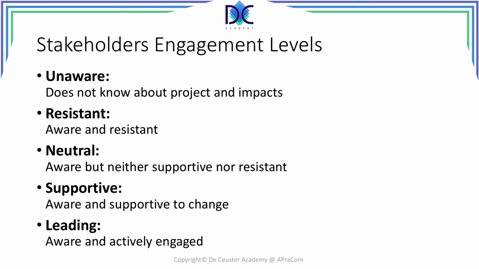Now you have to identify what is the engagement level of the stakeholders at this moment and what is the desired engagement level. It may be that you don't care about certain people, that you have to keep them neutral. Some people may be resistant and you want them to be neutral or supportive or even leading. So now you have to make a system how you identify first what is the actual engagement level of the stakeholder and what is the desired engagement level. Where do you want the stakeholder to be?